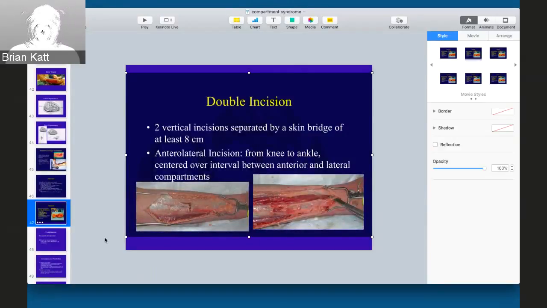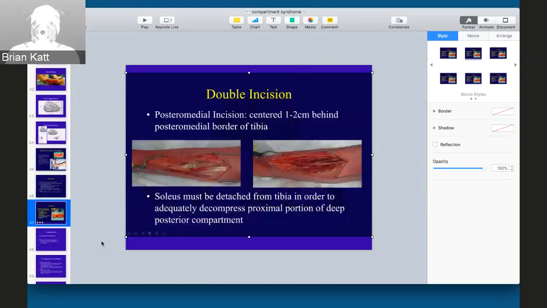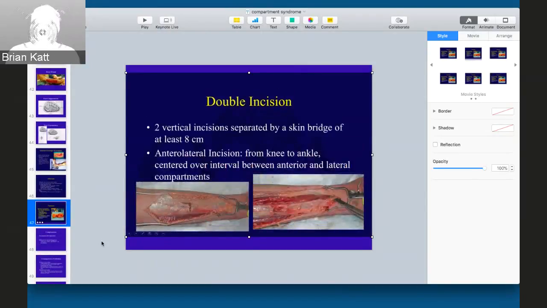So, two longitudinal incisions. You definitely should have a skin bridge. There shouldn't be any way you're bringing these two incisions close to each other. The lateral incision is, of course, centered between the lateral and anterior compartments. What you can see shown here, red pen. Sorry, it's not showing. So what you can see here.